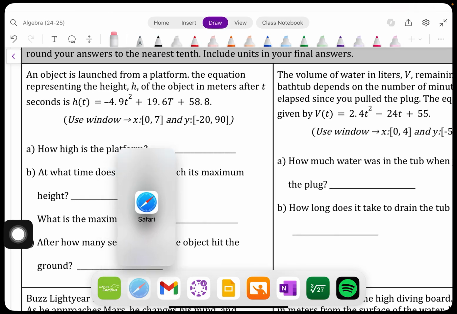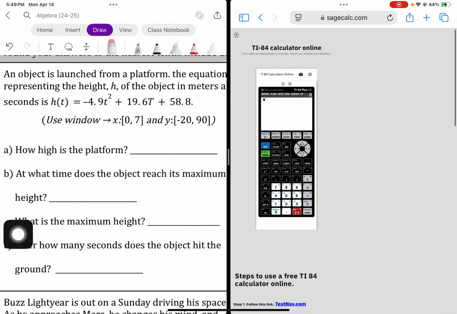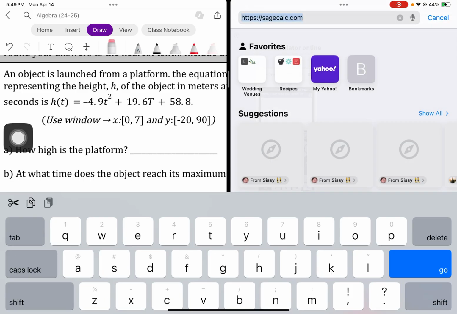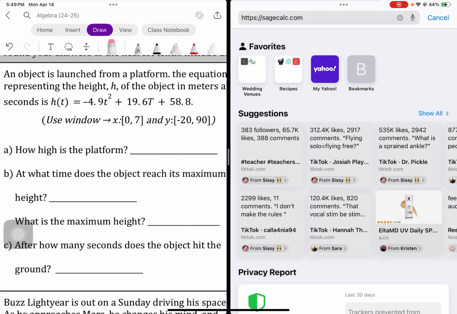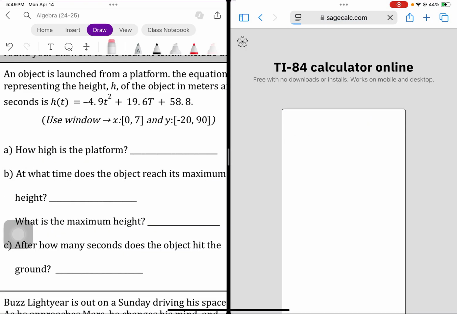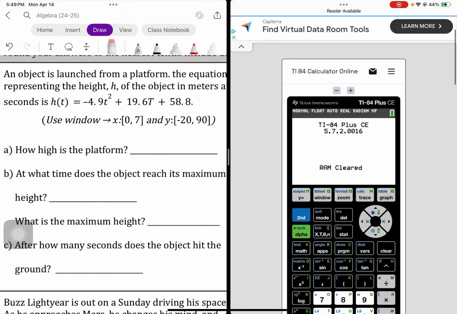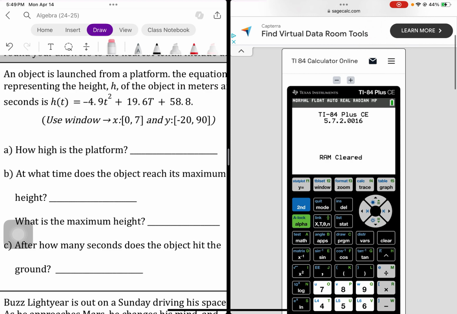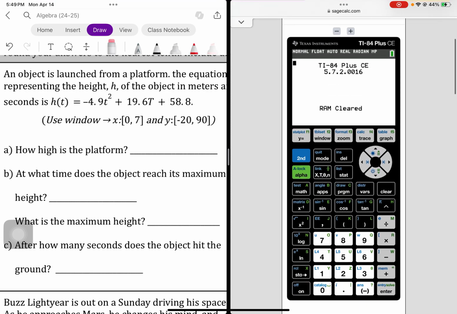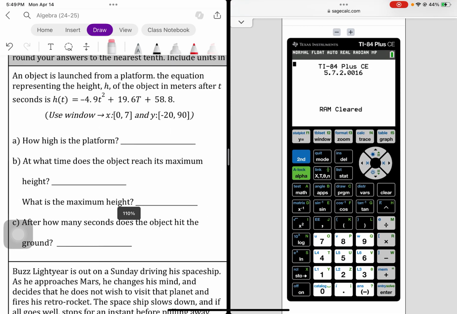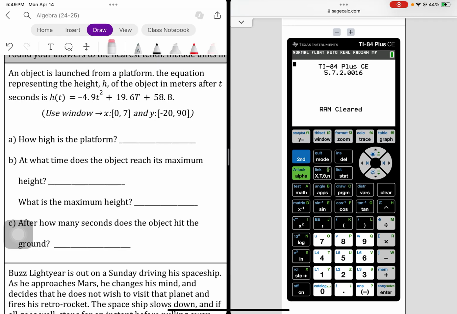I have my calculator all ready to go online. I've just looked up a generic calculator online. Here is a TI-84. Okay, so we're going to go ahead and get started. We are launching an object off of a platform. This equation right here, negative 4.9 t squared, tells us what happens, and we can physically see it.